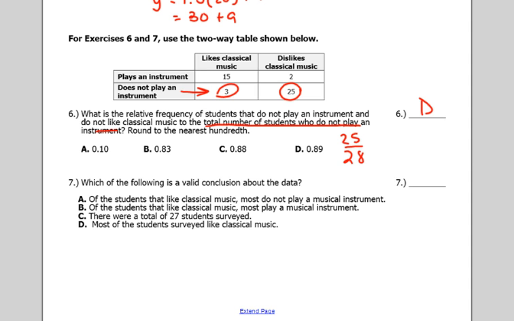Number 7, which of the following is a valid conclusion about the data of the students that like classical music? That's this table here. Most do not play an instrument. That's false. 15 play an instrument, 3 do not. Of the students that like classical music, most play an instrument. That is true. 15 of them play an instrument. So that is B.